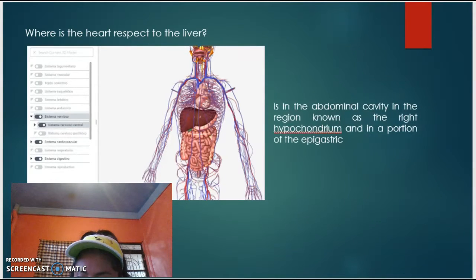Where is the heart with respect to the liver? Abdominal cavity, in the region known as the right hypochondrium and inner portion of the epigastric.